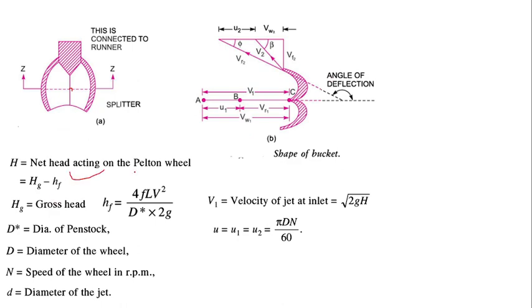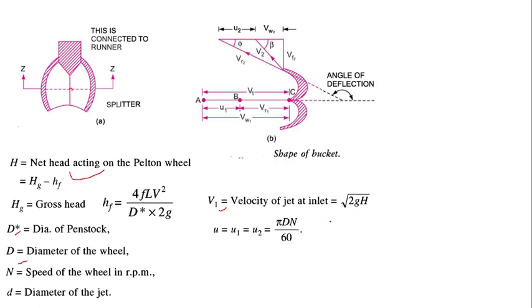Whereas net head is acting on the Pelton wheel, you have already seen this hydroelectric power plant layout. Net head is equal to Hg minus Hf, where Hg is nothing but gross head, and Hf is the head loss due to friction, 4fLV square by 2gD, whereas small d is the diameter of the penstock, capital D is the diameter of the wheel, N is the speed of the wheel in RPM, and d is the diameter of the jet.